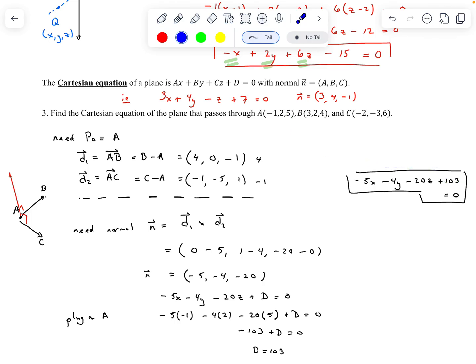If I have extra time or something, I could plug in another point or another point and make sure it works as well.